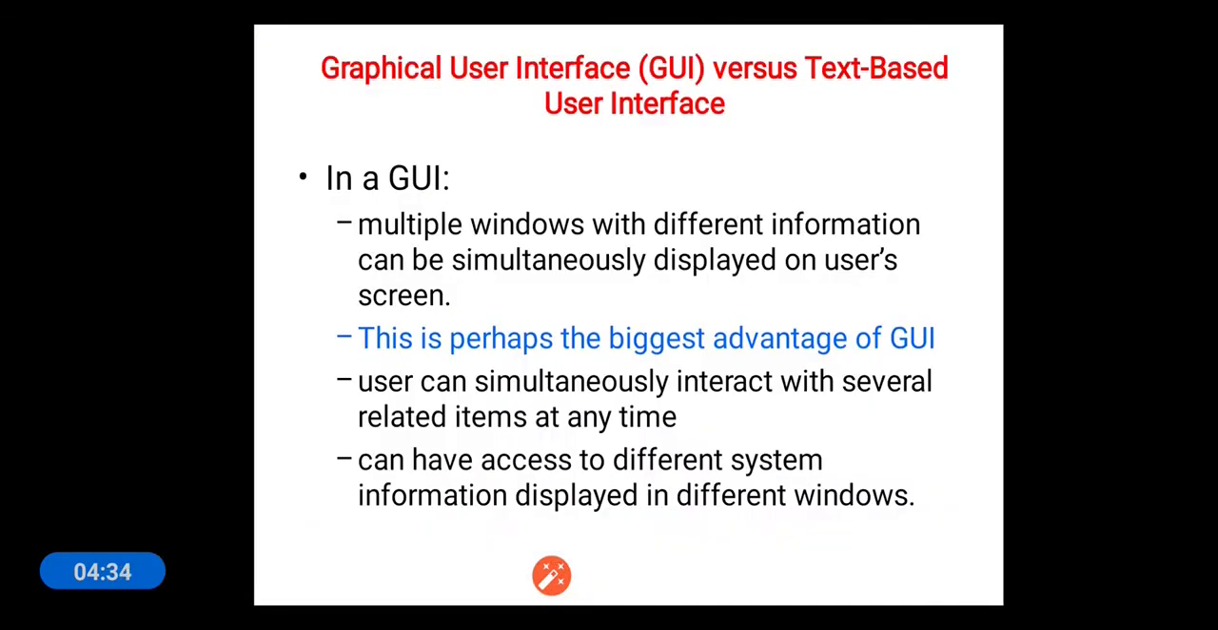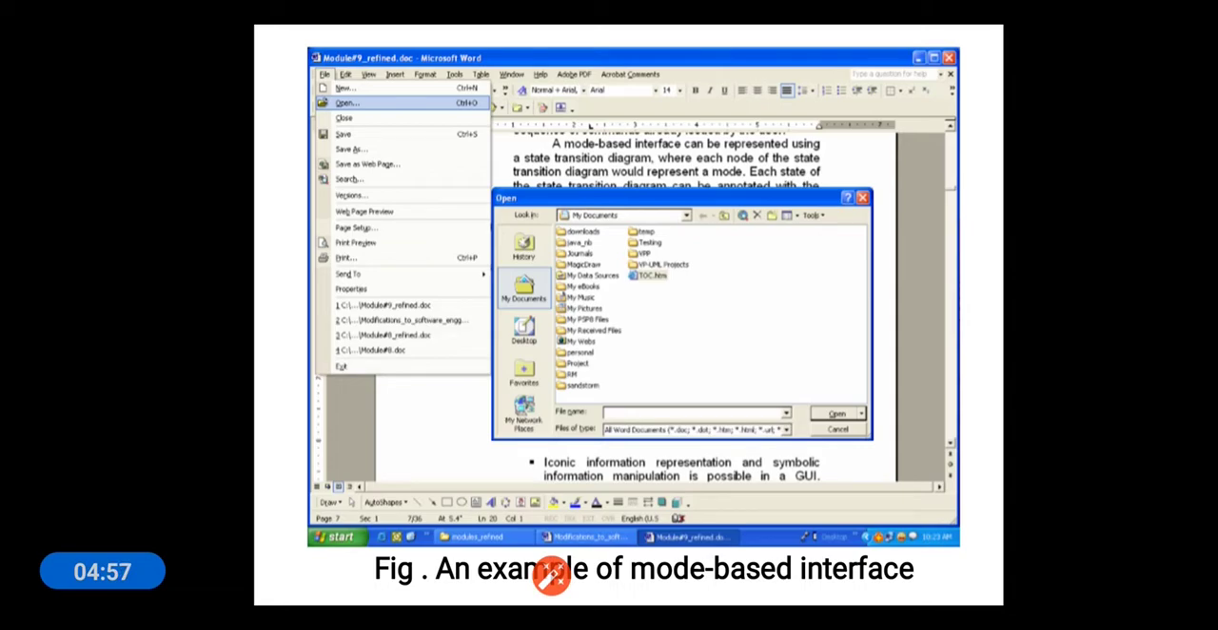Now coming to the next variation of the user interfaces, that is graphical user interface versus text based user interface. Coming to the GUI, that is graphical user interface, in a GUI, multiple windows with different information can be simultaneously displayed on the user's screen. Here this is a kind of GUI. Here multiple windows are displayed. One is the file related window and the other one is the open command related window.